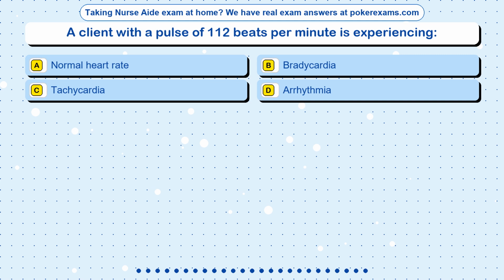Question 1. A client with a pulse of 112 beats per minute is experiencing: Option A, normal heart rate. Option B, bradycardia. Option C, tachycardia. Option D, arrhythmia.